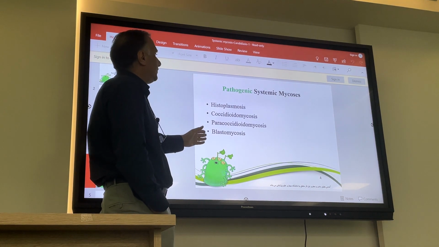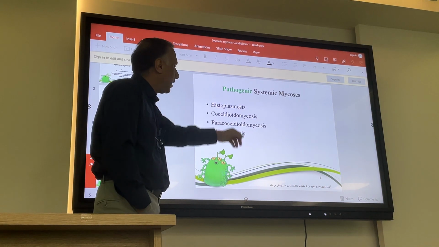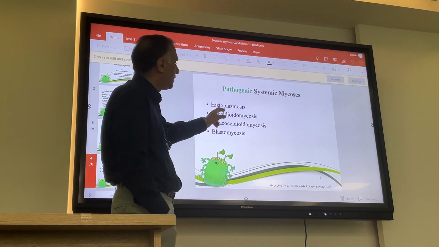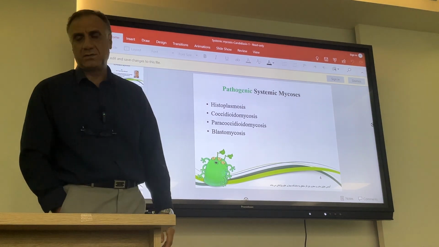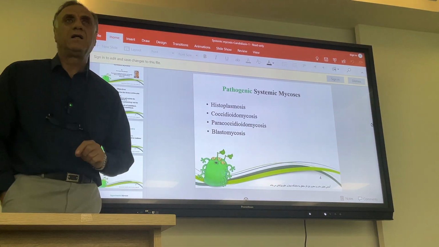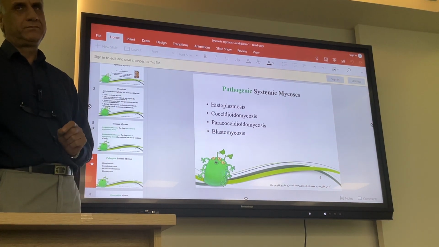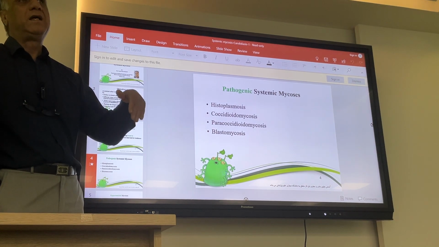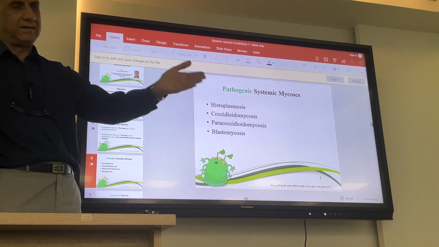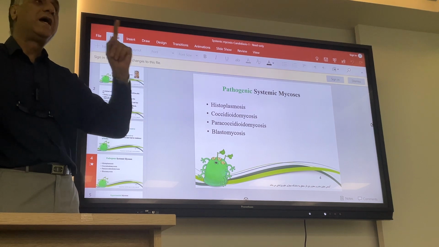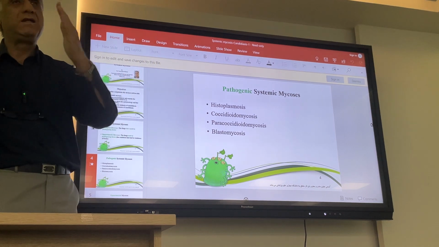We have four pathogenic systemic mycoses, including histoplasmosis, coccidioidomycosis, paracoccidioidomycosis, and blastomycosis. These fungi are dimorphic fungi. Outside the body they are mycelial, and when transferred to the body they change to yeast and other structures, not only yeast.